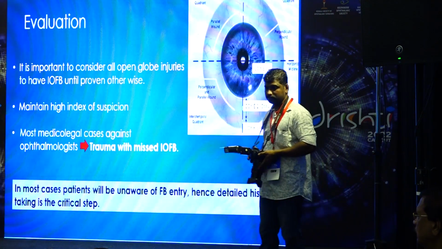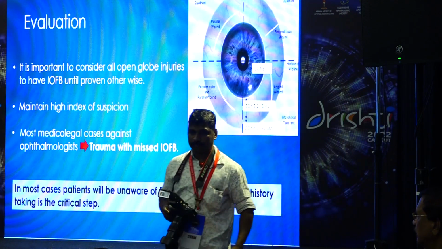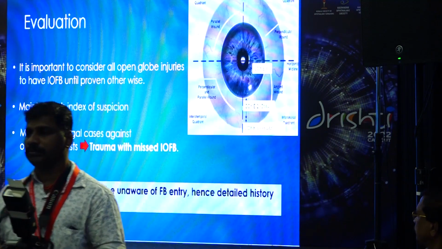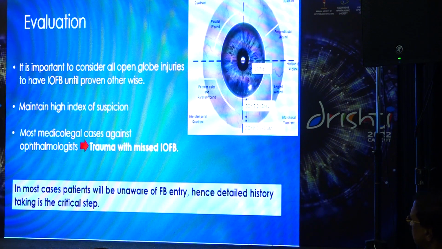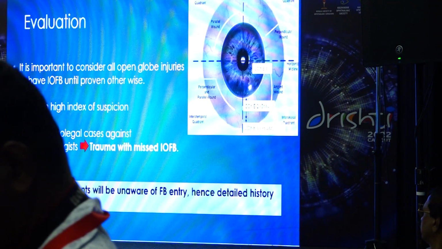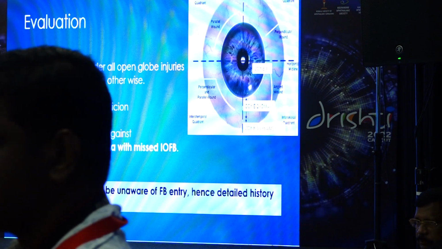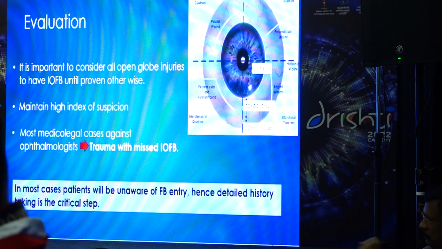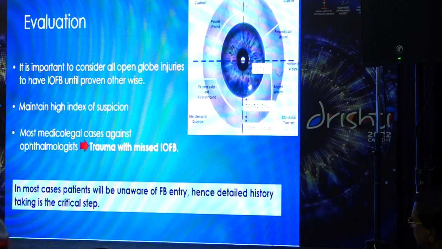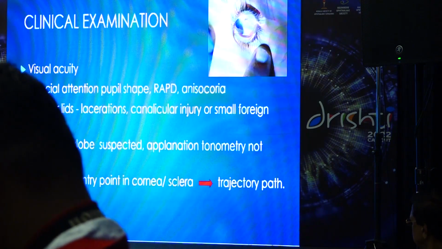In evaluation, it is important to consider all open globe injuries to have an intraocular foreign body until proven otherwise. We should maintain a high index of suspicion. Most medicolegal cases against ophthalmologists are because they miss an intraocular foreign body following a trauma. In most of these cases, the patients will be innocent bystanders. So it is very important to take a detailed history to identify the intraocular foreign body.